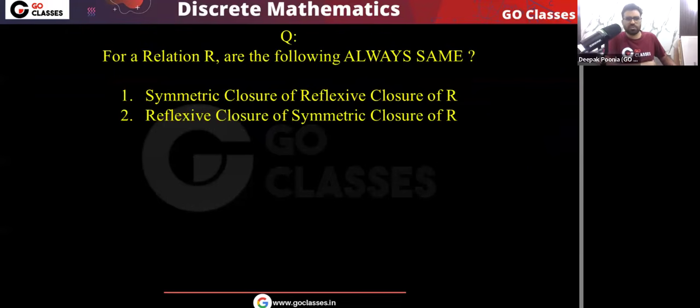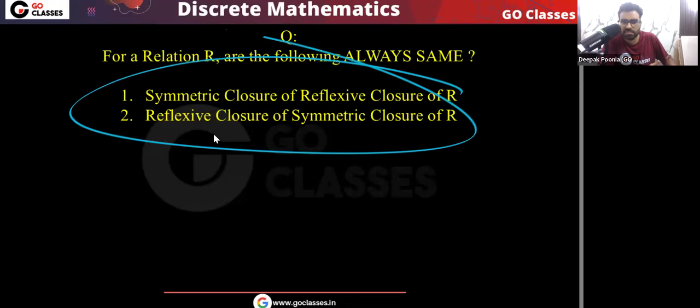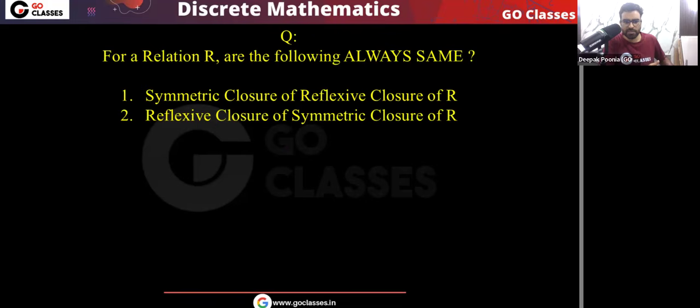This is the last question for this session. For a relation R, are the following always the same? First you find the reflexive closure, then you find the symmetric closure, or first you find the symmetric closure, then you find the reflexive closure. Will you always get the same answer? Tell me. Let me know.